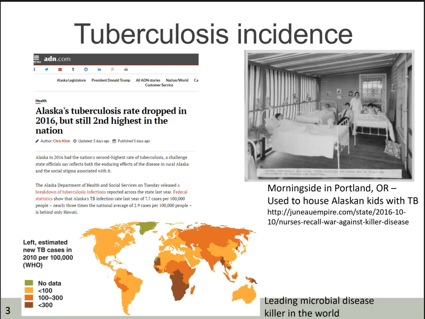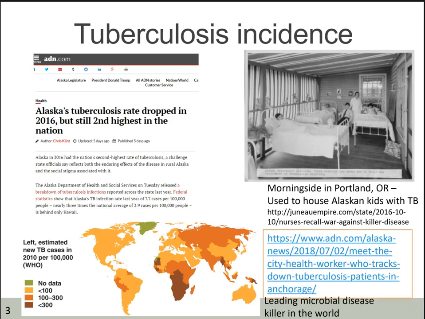If you'd like to know more about this, the World Health Organization keeps track of this information, and you can find more information on their website. And I would like to stress down here, tuberculosis is the leading microbial disease killer in the world. And here's a nice article talking about how tuberculosis has affected Alaska specifically, both the history and current treatment. And we're going to get into treatment in just a minute.